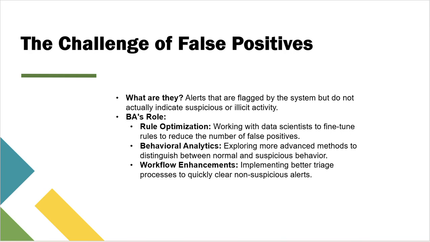So rule optimization: working on data science and different quantitative analysis, we want to define the tools and rules and reduce the number of false positives, doing statistical analysis, machine learning, artificial intelligence analysis, and mathematical analysis to optimize the rules and fit the rules which appropriately define the true positives. Then behavior analytics: explore more advanced methods to distinguish between normal and suspicious behavior of the system, and analyze this behavior. And workflow enhancement: implementing a better review process and quickly clearing non-suspicious alerts.